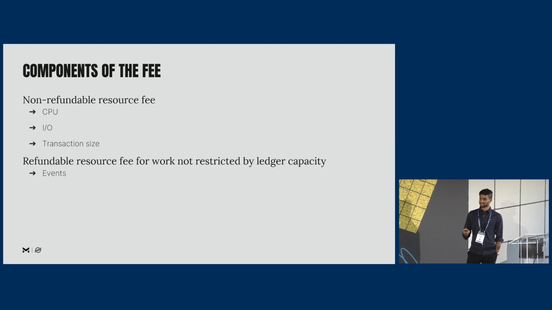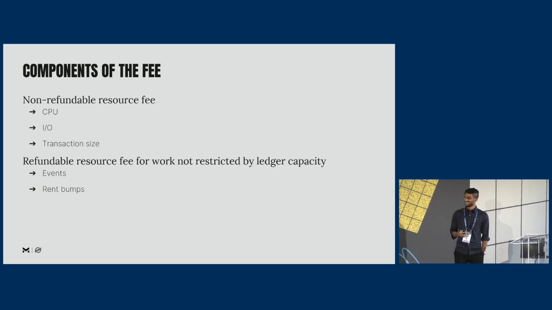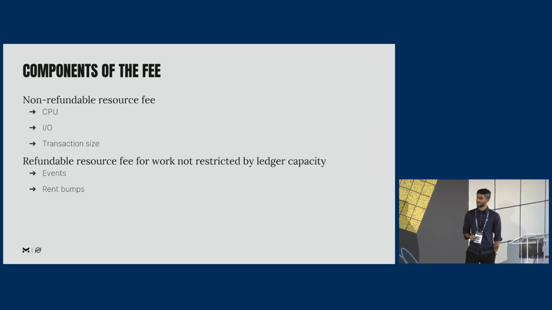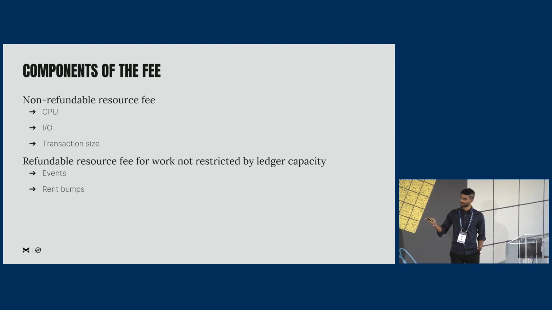So the first one is the size of the events emitted, and the second one is rent bumps. And the reason these are not restricted by ledger capacity is that events are not stored on ledger. They're emitted in the transaction meta, and rent bumps are just a charge for extending the lifetime of your Soroban entries. So what does it mean for the fee to be refundable?